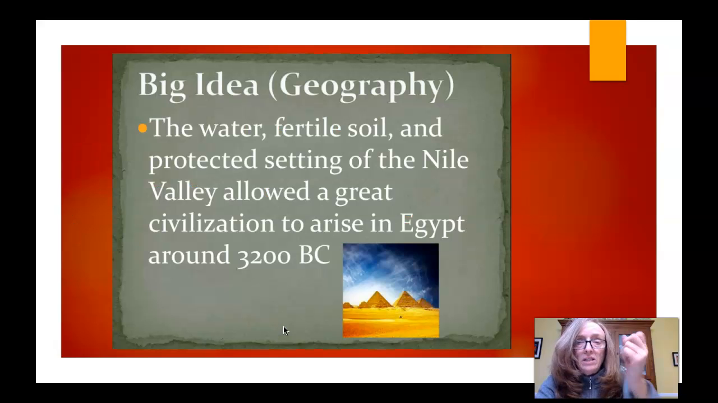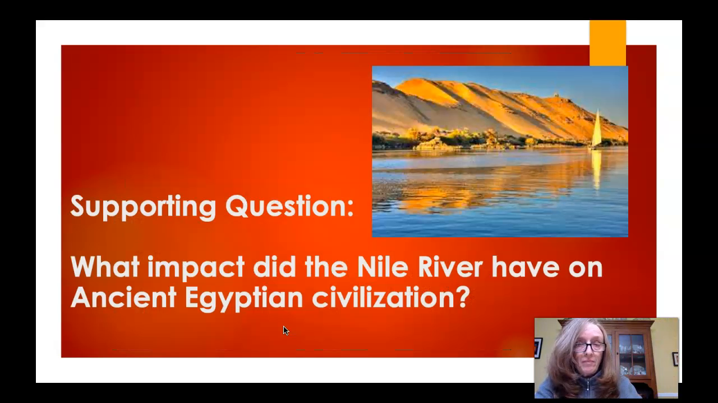And the big idea is water, fertile soil, and the protected setting of ancient Egypt allowed for that civilization to grow and to flourish. The supporting question is, what impact did the Nile River specifically have on ancient Egyptian civilization? And that's a picture of the Nile River.